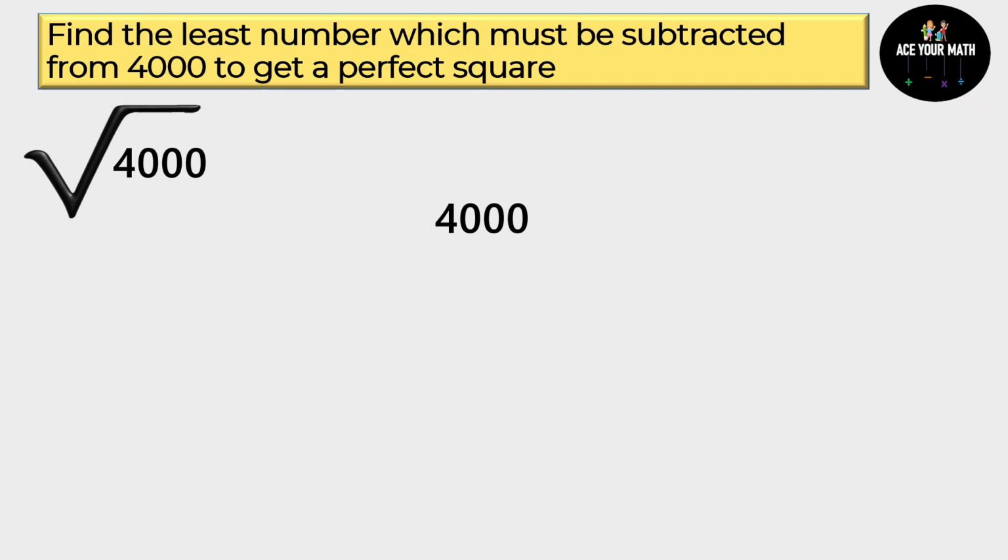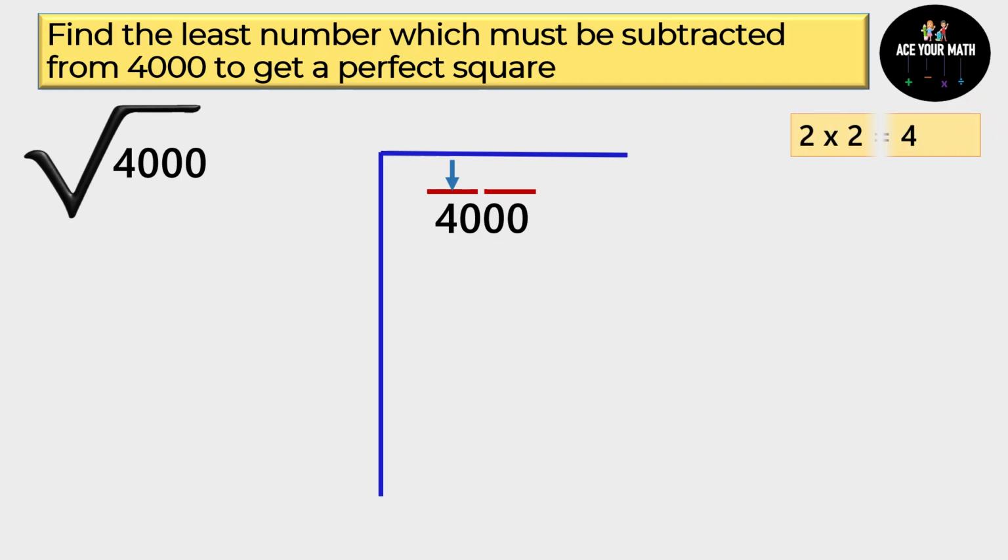So first of all, write down the number, form lines like this. Now the first step is formation of groups, and grouping we will start from the right hand side. So 00 forms the first group and 40 forms another group. We will consider 40 first. Okay. Now we need squares of numbers such that its value is either 40 or less than 40. So we will write down a few squares.